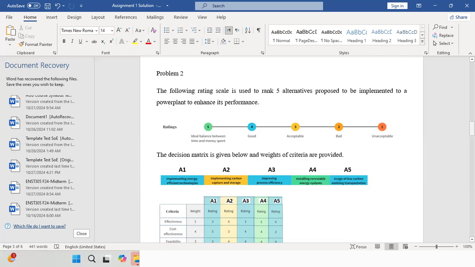So I consider the following scale. If you consider that this strategy is unacceptable, you put a rate of 1. If you consider that it's bad, a rate of 2. If it's acceptable, a rate of 3. If it's good, a rate of 4. And if it's an ideal balance between time and money spent, a score of 5. So here we are putting scores from 1 to 5.